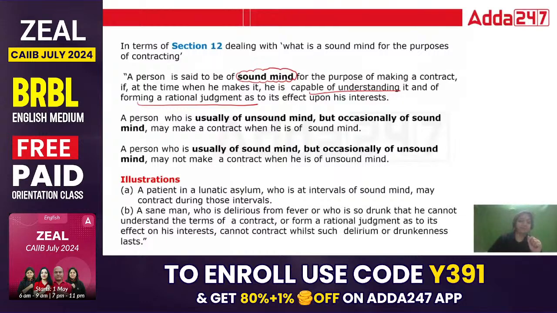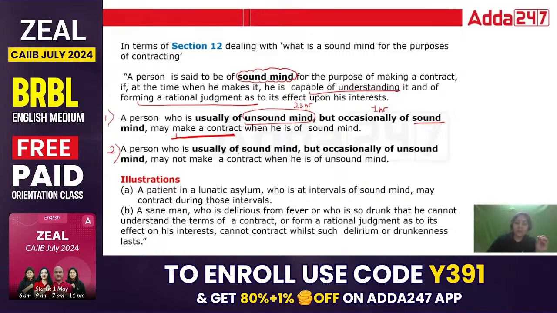Okay, now see. First point. A person who is usually of unsound mind, usually means suppose in 24 hours, for 23 hours that person is mad. But for 1 hour, the person becomes of sound mind. So in that 1 hour, when the person becomes of sound mind, class, he can make a contract. This is your first point. Shweta ma'am, yes.